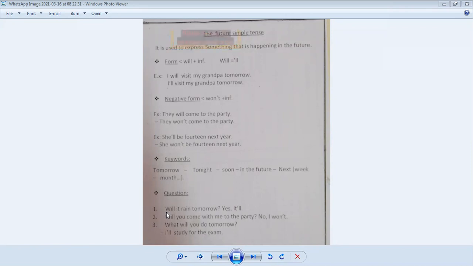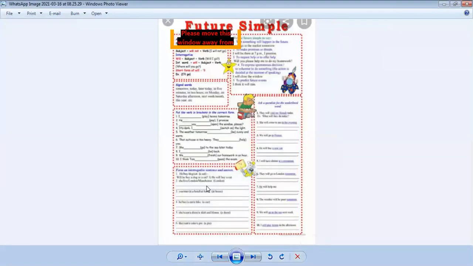We said the question form will start with will and then the subject. Will it rain tomorrow? Yes, it will. Will you come with me to the party? No, I won't. What will you do tomorrow? I will study for the exam.